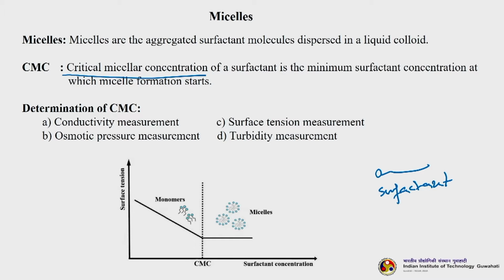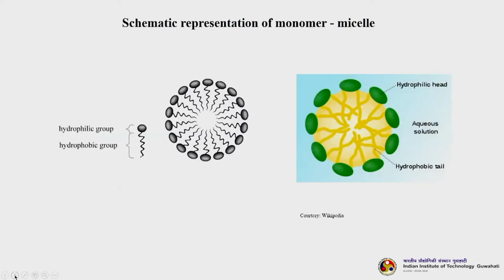You can see this particular figure which is plotted between surface tension and surfactant concentration, and you see these are the monomers which I was just showing. This is the CMC concentration here. Beyond this the micelles are getting formed. This is a schematic representation of monomer and micelle, how the micelles are getting formed. This is the hydrophilic group or the head, and this is the tail of the surfactant which is hydrophobic, and this is how they form in aqueous media. This is another representation where the hydrophilic heads are exposed outside, their tails are joined, and this is your aqueous solution.